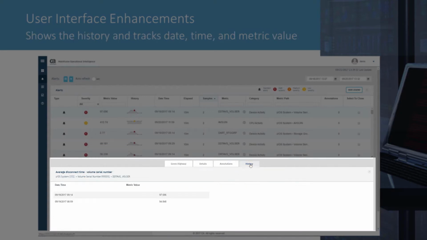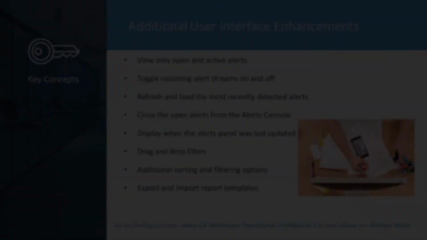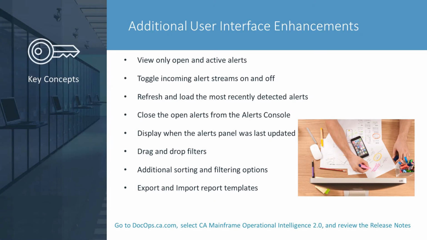Some other UI enhancements in this release let you view only open and active alerts from the Alerts console. A new toggle lets you turn off the incoming stream of updated alerts. For alerts of all statuses, you go to the Analysis page from Explore and Analyze by selecting a specific metric. Refresh and load the Alerts panel with recent detected alerts. Close the open alerts from the Alerts console. Show when the Alerts panel was last updated. Use more sorting and filtering options. For more details about all the UI enhancements in this release, see the release notes.